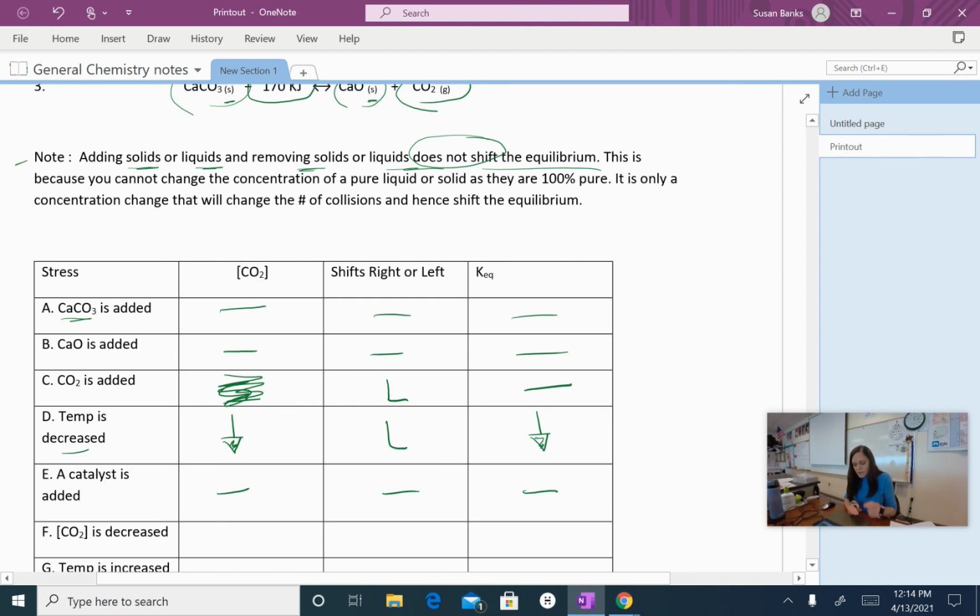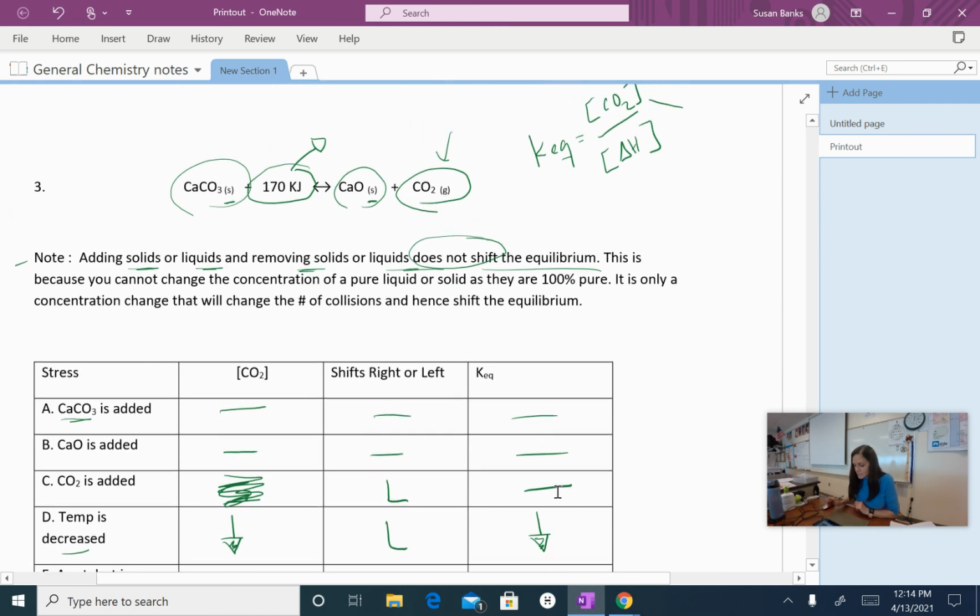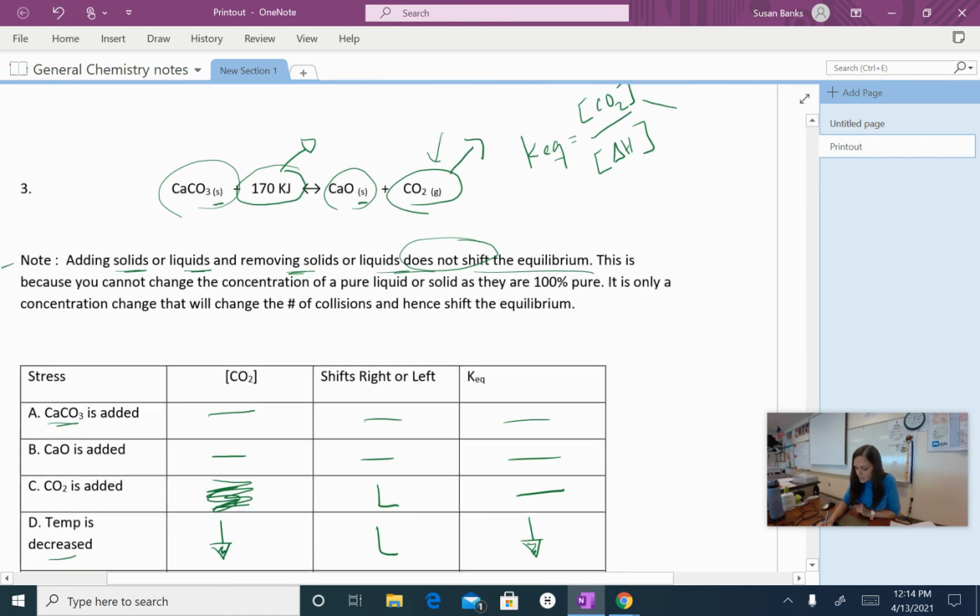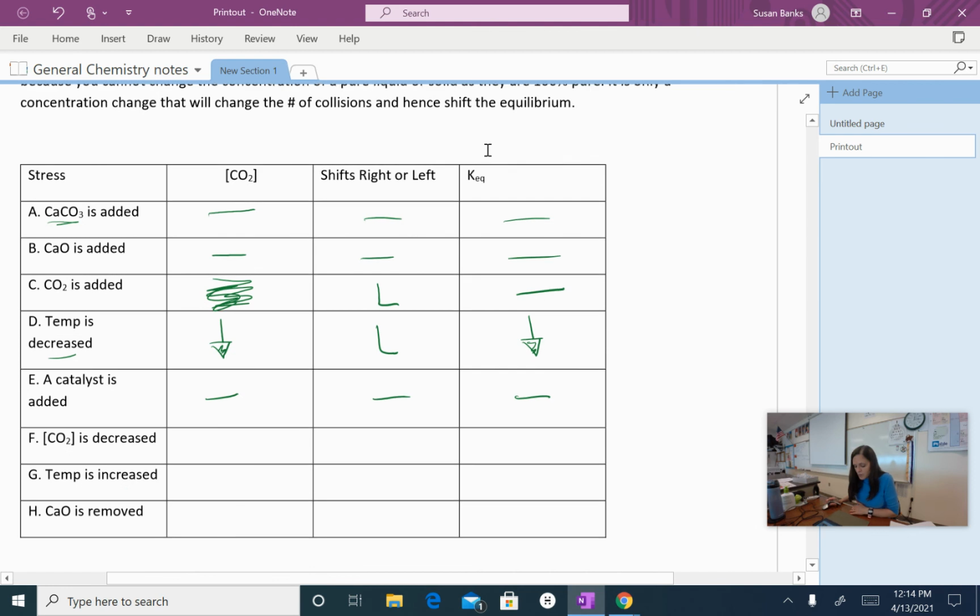Okay, carbon dioxide is decreased. So we're taking some of this carbon dioxide and we're taking it away. It's the same as making our product side light. So we're going to shift to our product side to make more products. So we're going to shift right. We have not changed the temperature. And we're talking about carbon dioxide, so it will increase eventually.